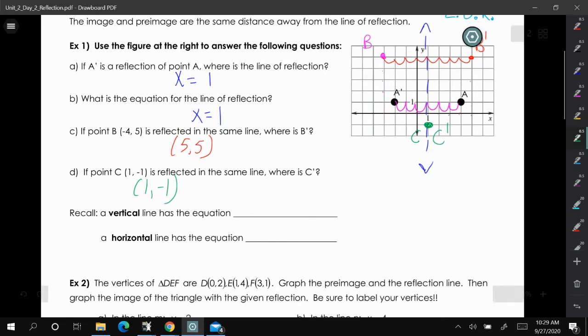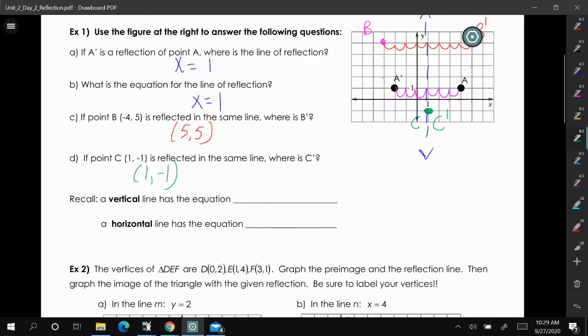Now remember from Algebra 1 that vertical lines have an equation x equals some number, so an up and down line. That equation is x equals a number. A horizontal line has the equation y equals some number. So the line goes left and right, that's horizontal, that's y equals a number.